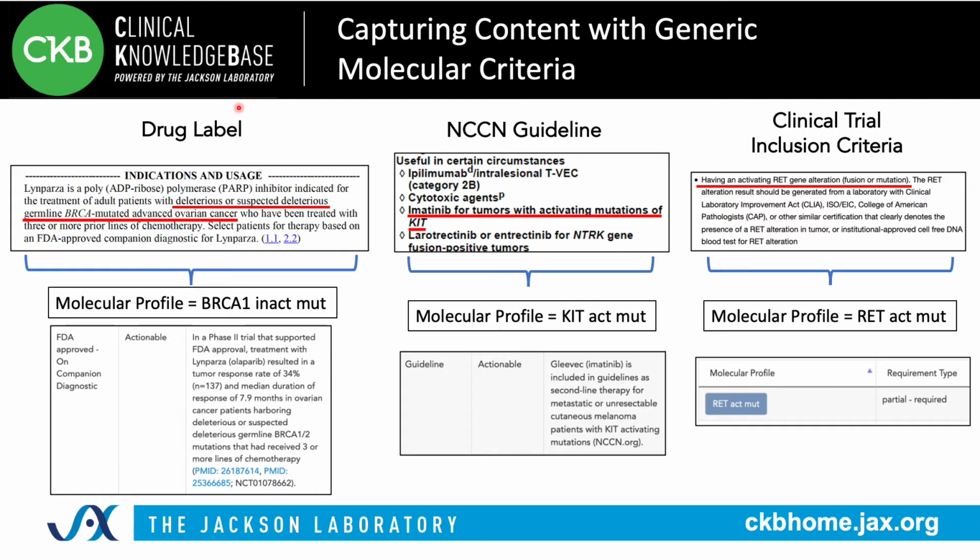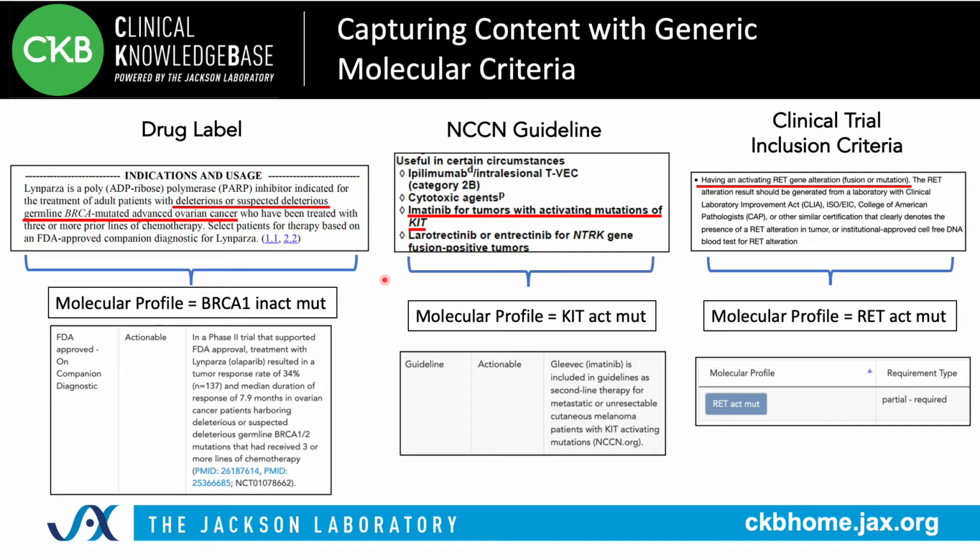When seeking out high level evidence related to drug approvals, professional guidelines, or clinical trials, we sometimes will see generic molecular criteria listed. So, for example, the drug label for olaparib in ovarian cancer patients requires deleterious or suspected deleterious BRCA1 or BRCA2 mutations. So, to capture this in CKB, we created category variants. In this case, BRCA1 inact mute is used as a molecular profile and linked to the evidence from the clinical trials that was used to support the FDA approval.